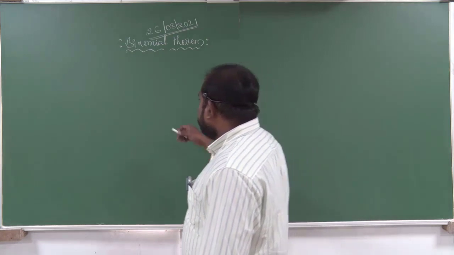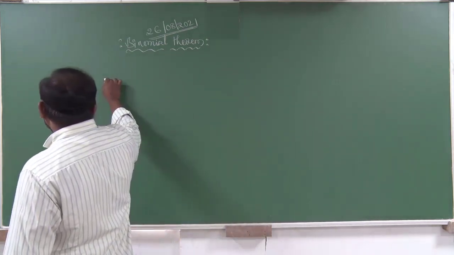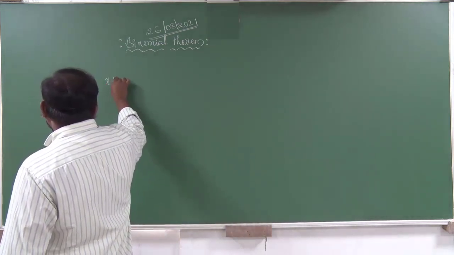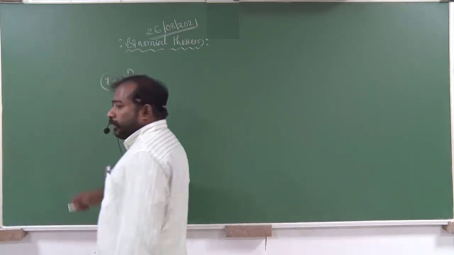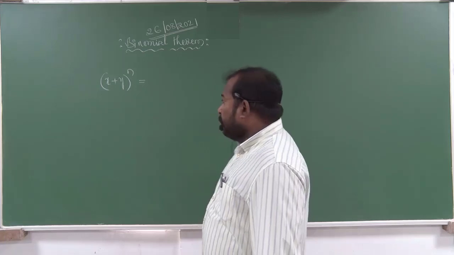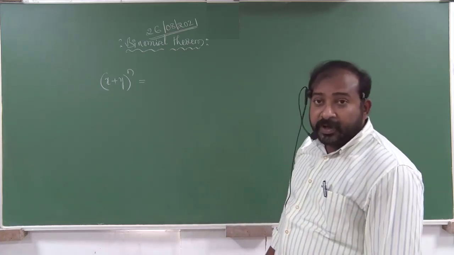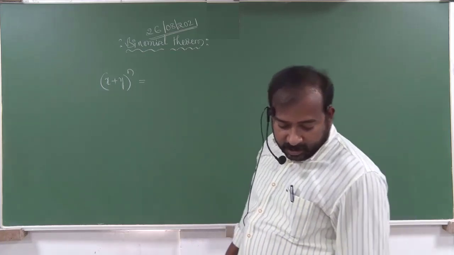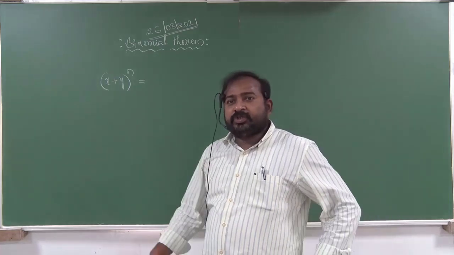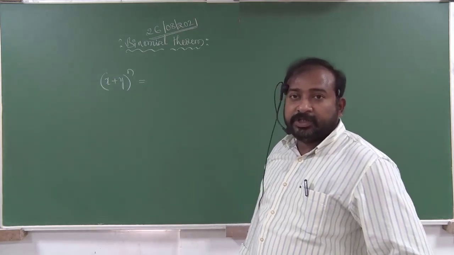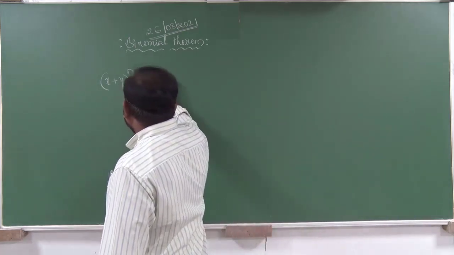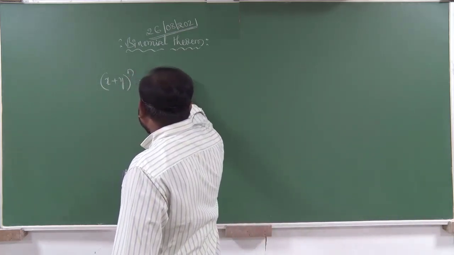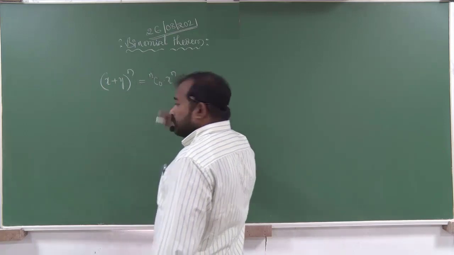So the basic expansion is (x plus y) whole power n, which is the binomial theorem, where n is any positive integral index or positive number. Then what is the expansion? nC0 into x power n. Already these concepts are given.